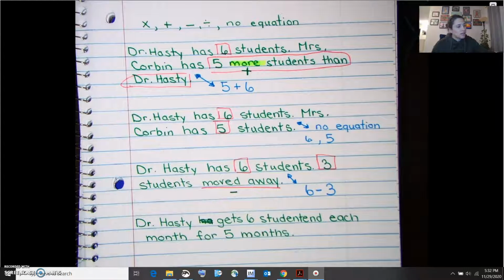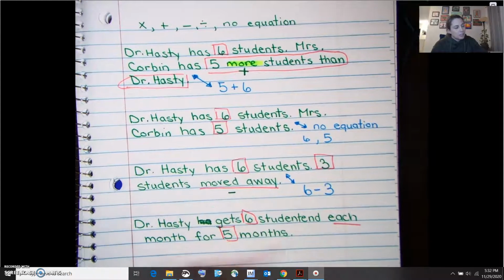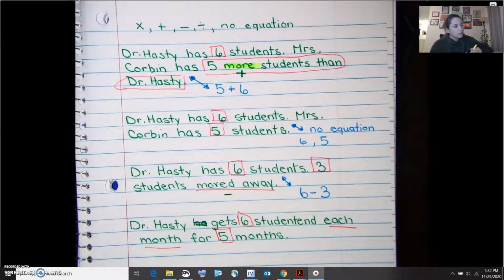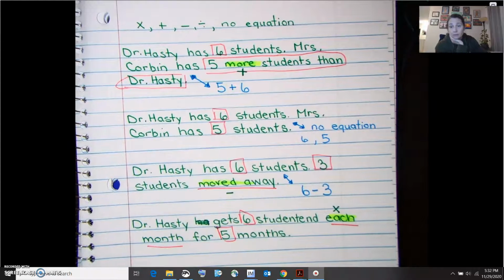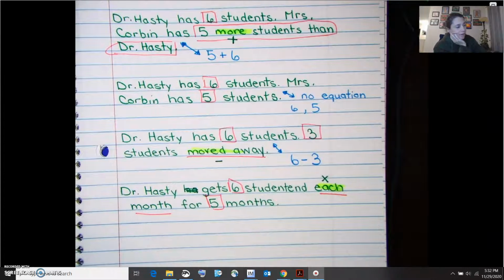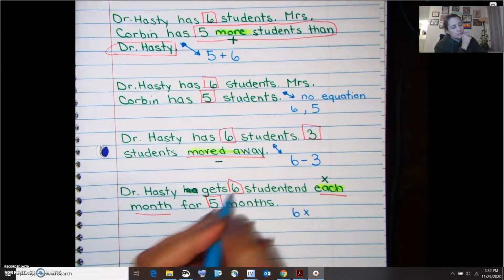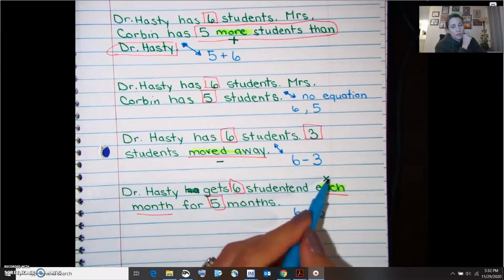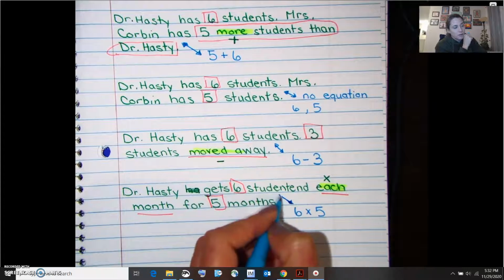Okay, so our numbers are 6 and 5 again. And then it's the each month. So each, remember, each was our way of saying, oh, I forgot to highlight that. Each is our way of saying multiply. Remember? Each time, so our problem would be 6 times 5, and that would be our equation, because 6 with the word each with 5 is 6 times 5.